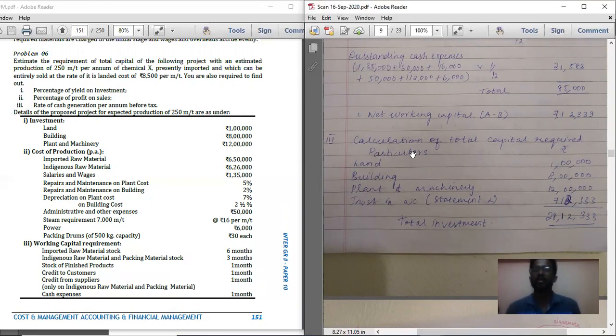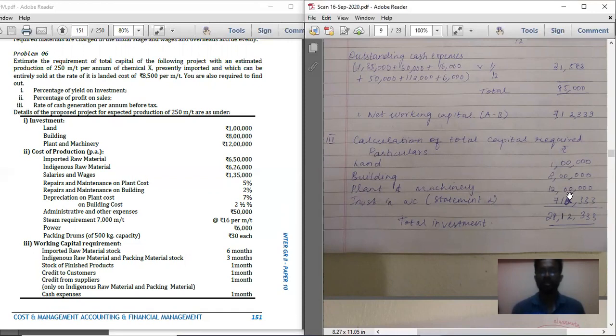Below that, draw a two-column table: first column particulars, second column amount. Below particulars, land. Amount column 1 lakh. Next, building. Amount column 8 lakh; they have given 8 lakh. Next is plant and machinery. Amount column 12 lakh.